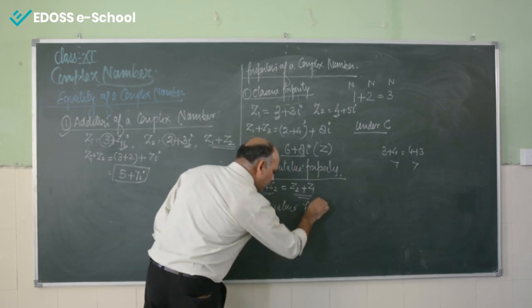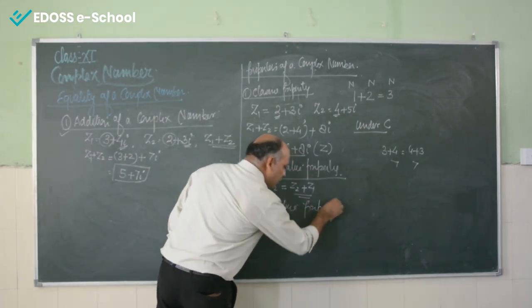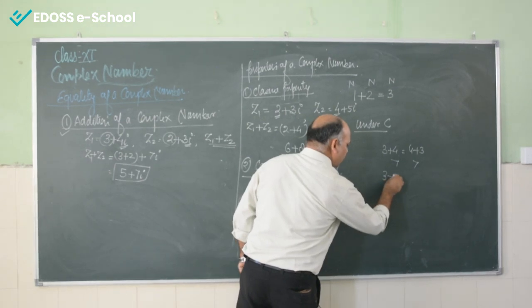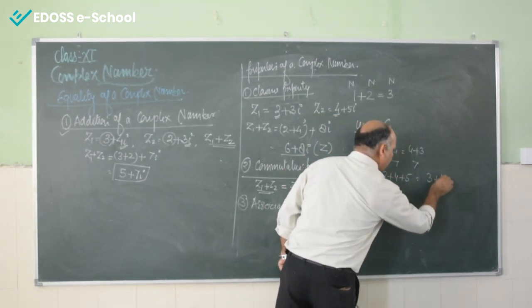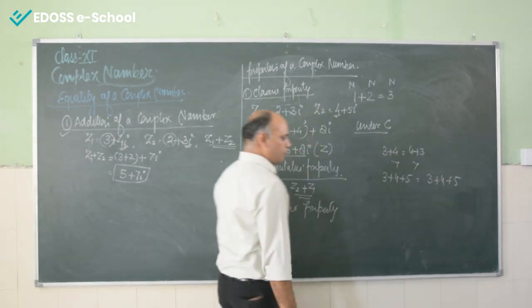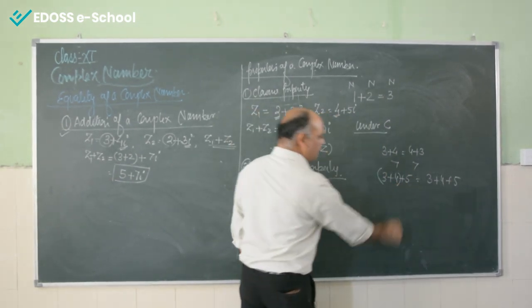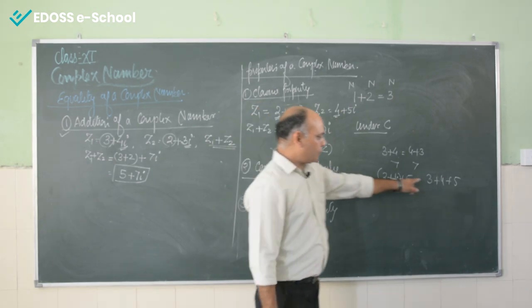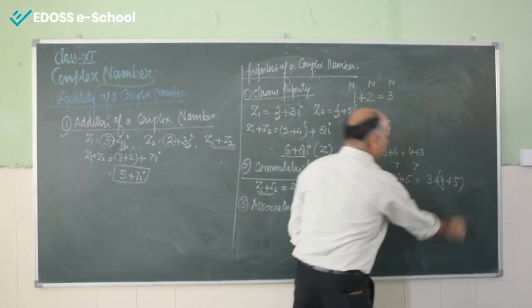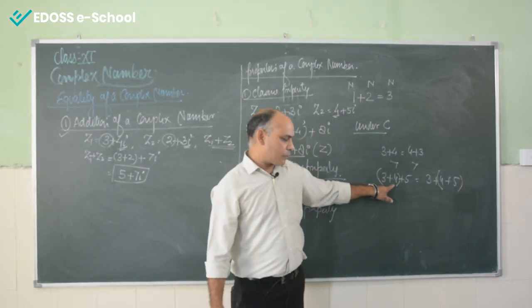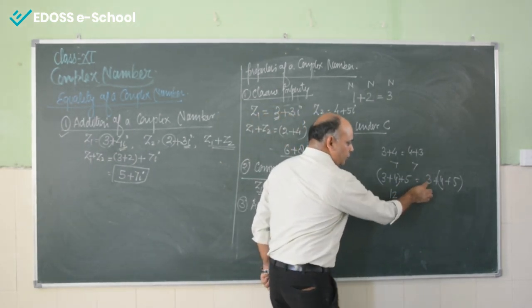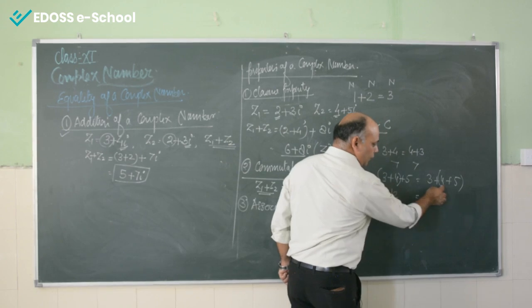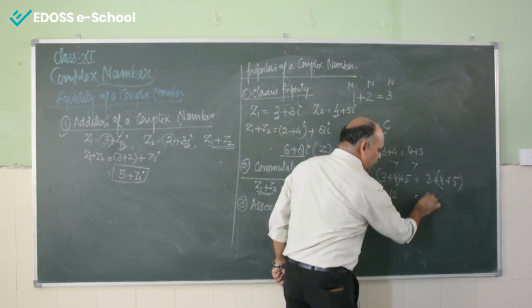Associative property means (2+3)+4+5 is equal to 3+(4+5). Means first (A+B)+C is equal to A+(B+C). 3 plus 4 is equal to 7. 7 plus 5 will be equal to 12. Here 3 plus 4 plus 5: 5 plus 4 is 9, 9 plus 3 is 12.